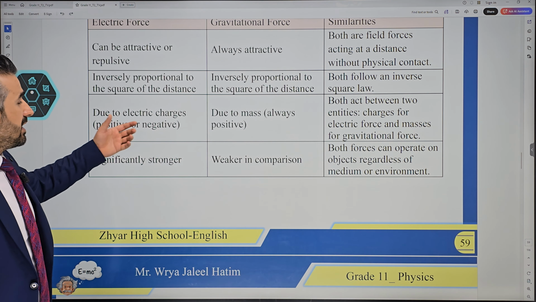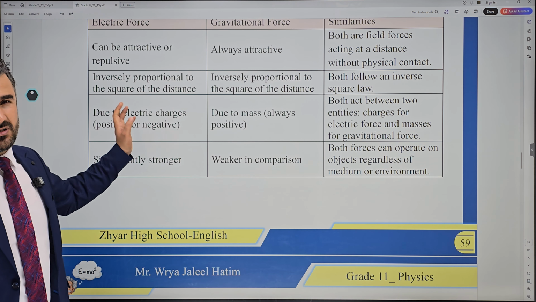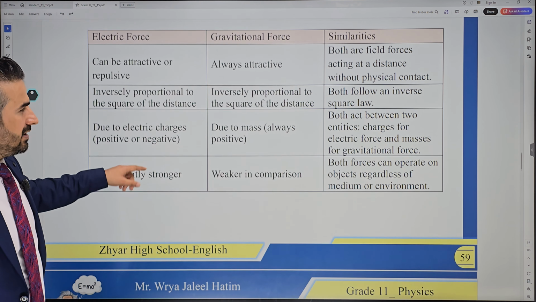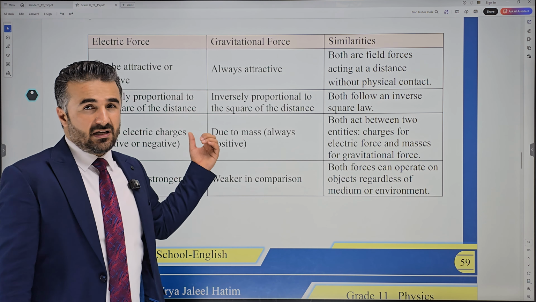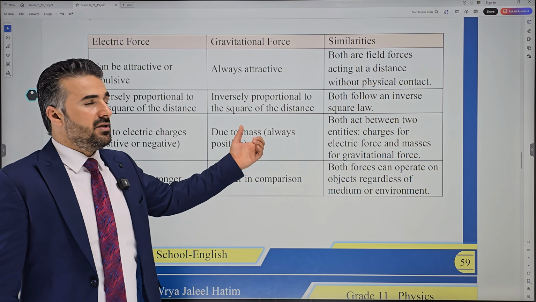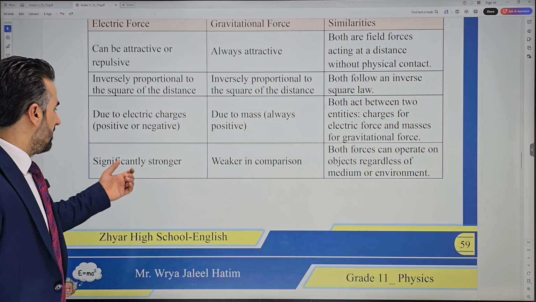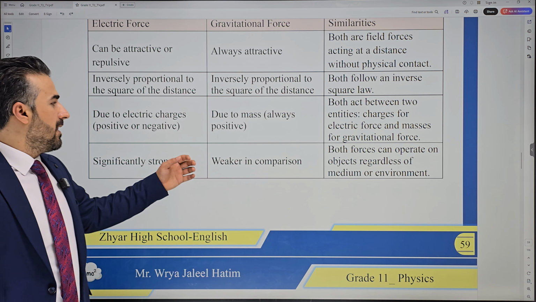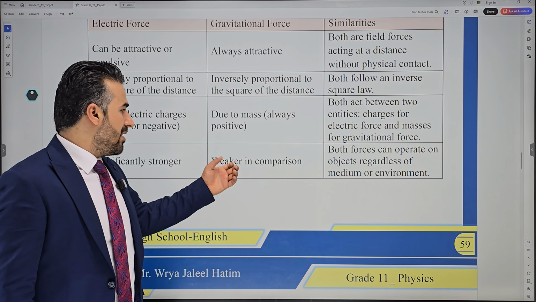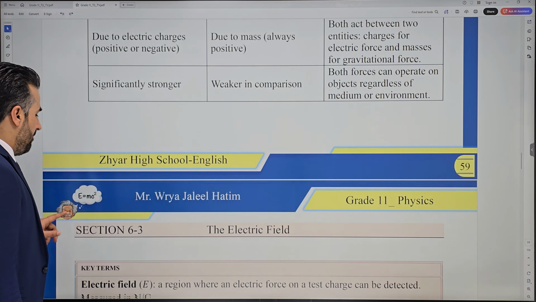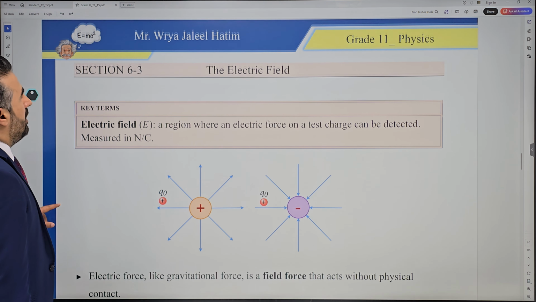Electric force is due to electric charges, positive and negative charges, while gravitational force is because of the masses. Electrical force is significantly stronger than gravitational force. Gravitational force is weaker in comparison to the electrical force.